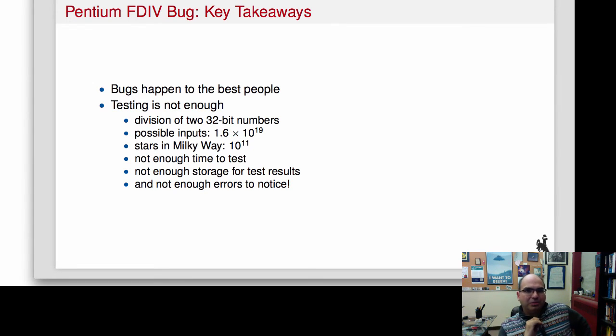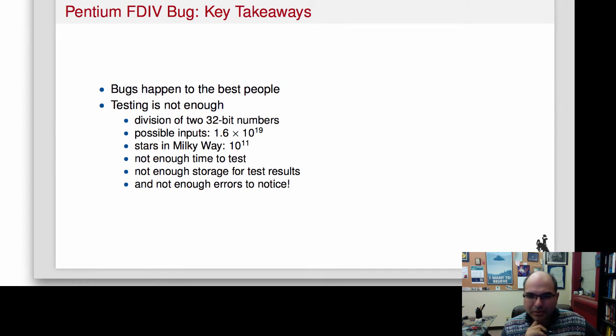Now, something else that you want to learn is that testing is incredibly useful, but is not sufficient, okay? So here's an example of some hard numbers about the Intel division bug. We're going to divide two 32-bit numbers. So how many different inputs are we talking about? 1.6 times 10 to the 19th. Well, 10 to the 6th is a million. 10 to the 9th is a billion. 10 to the 12th is a trillion. 10 million times a trillion? My God, that's a really big number, right?